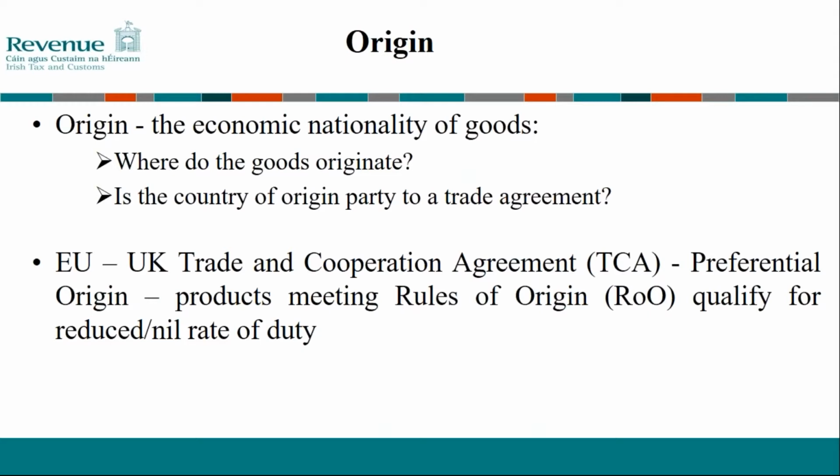And this is important in terms of the EU-UK TCA, the Trade and Cooperation Agreement, because one of the factors that determines the rate of duty is the origin of the product. So again, under the EU-UK Trade and Cooperation Agreement, the preferential origin applies to goods of UK origin only. So that's where you apply the preferential duties, so it's important to remember that.